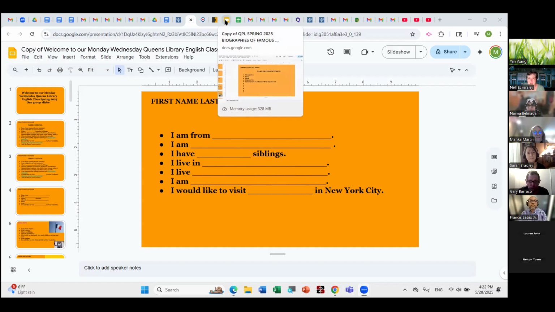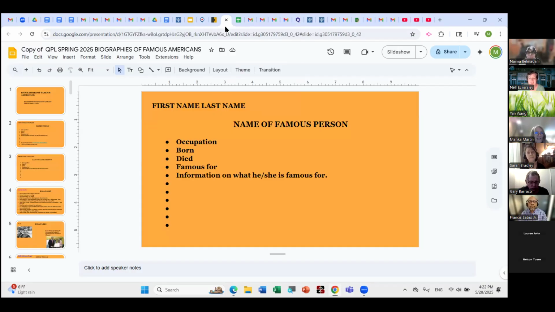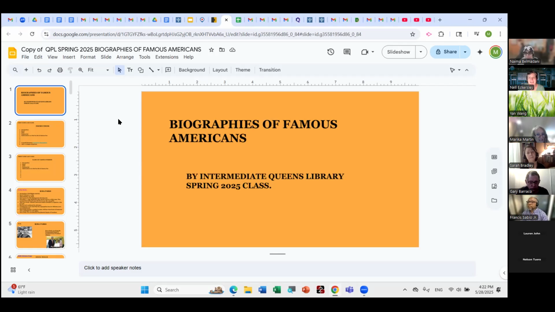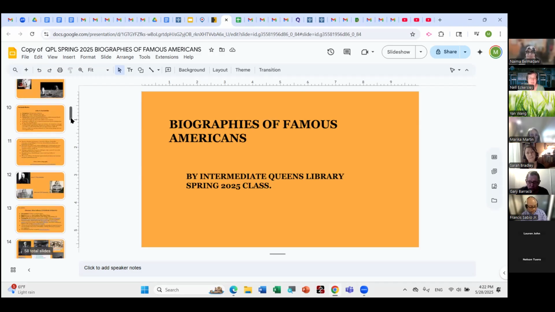And I really loved what they did with the biographies because we had done Who Was Harriet Tubman, and so a lot of them did ones on an activist, and I didn't force them to do it on an activist, but it was great. Naeem, I see your hand is up.